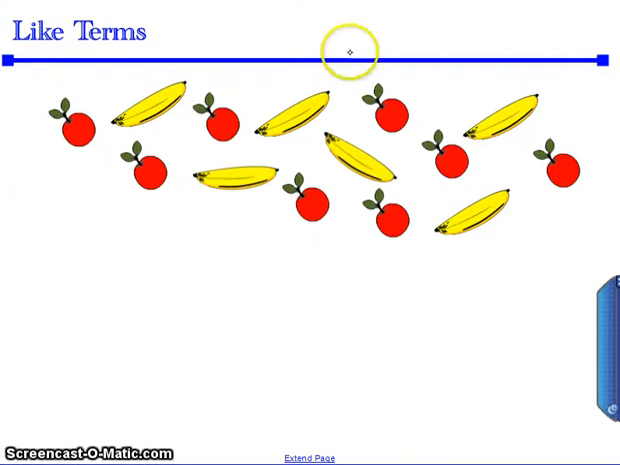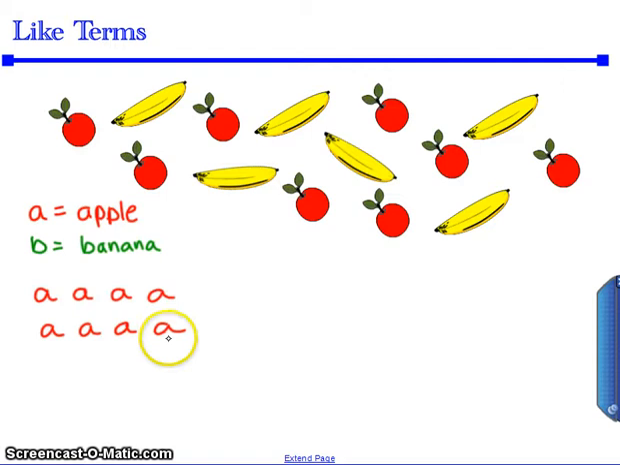So what I'm going to do is use a variable. A variable is just a symbol that stands for something else. So I'm going to use the variable a to stand for apple. And I'm going to use the variable b to stand for banana. And since I have 1, 2, 3, 4, 5, 6, 7, 8 apples, I'm going to write down 8 a's. These 8 a's are called like terms, basically just because they're all a's. They all have the same variable. And I could add them all together to say that I had 8 apples. So maybe I would write 8a.